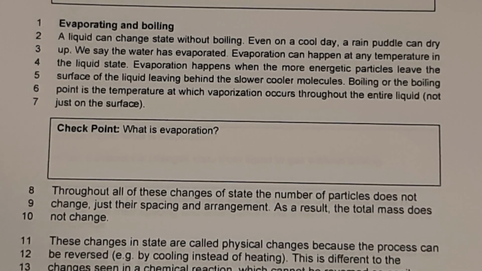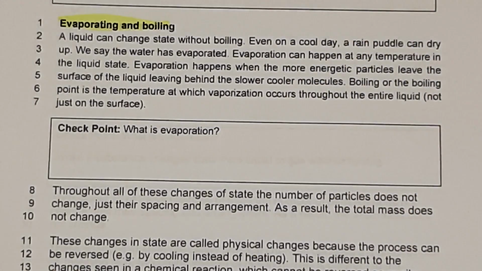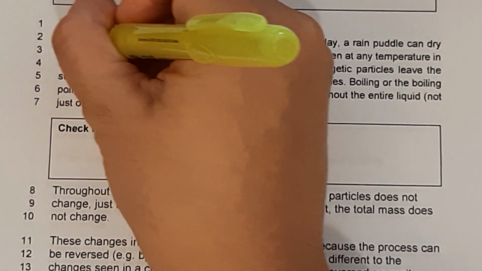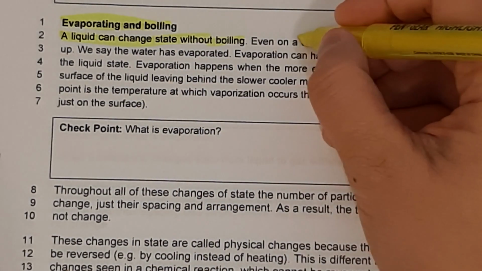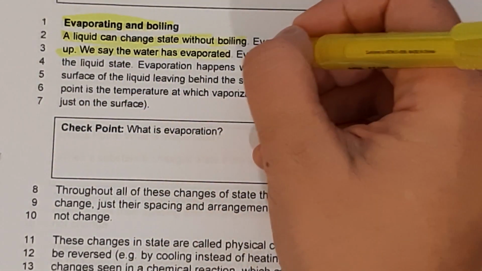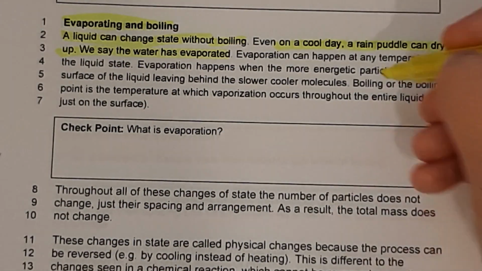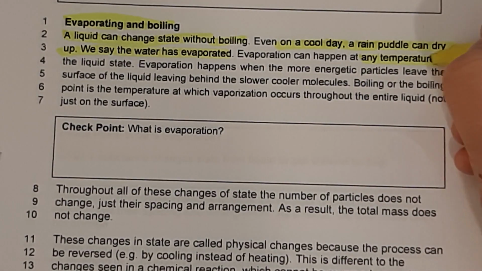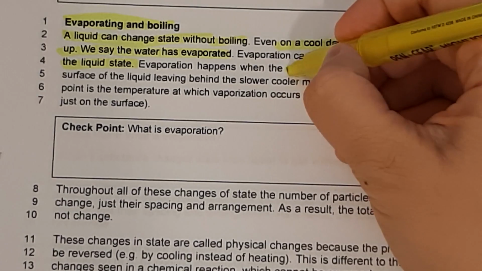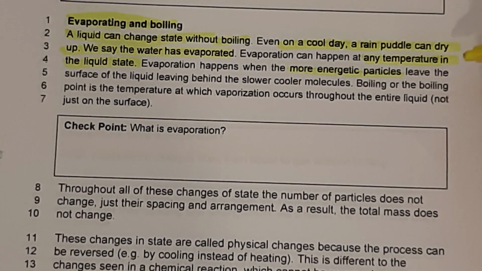Evaporating and boiling. A liquid can change state without boiling. Even on a cool day, a rain puddle can dry up. We say the water has evaporated. Evaporation can happen at any temperature in the liquid state. So as long as it's a liquid, evaporation can happen at any temperature. Evaporation happens when more energetic particles leave the surface of the liquid, leaving behind the slower, cooler molecules.